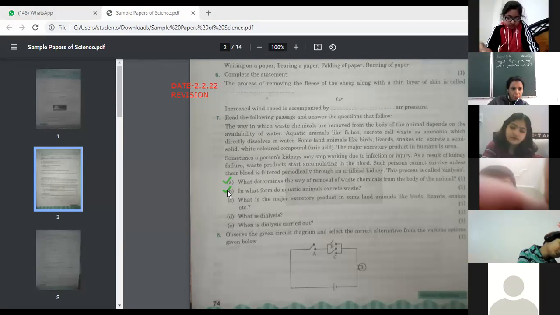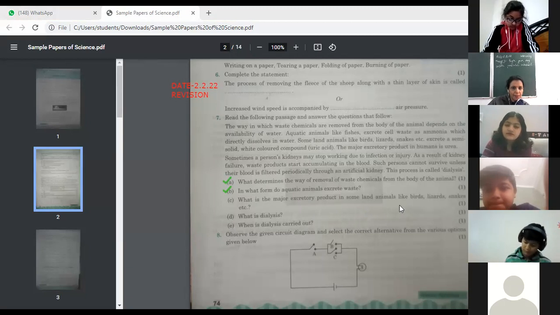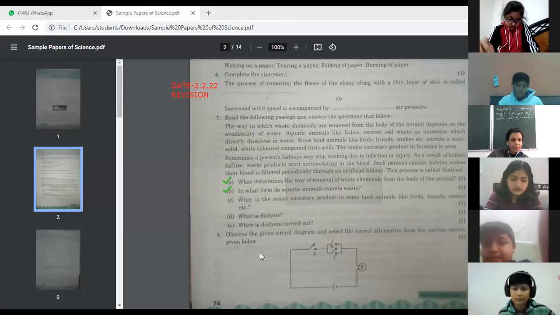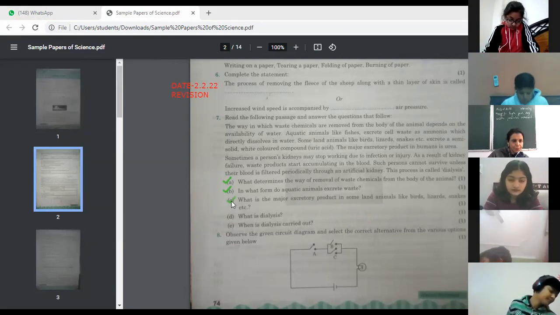Number 2, in what form do aquatic animals excrete? Tanvi? Yes, ma'am. Aquatic animals like fishes excrete cell waste as ammonia, which directly dissolves in water. Okay, they excrete as ammonia. Fine. Next is C part. What is the major excretory product in some land animals like birds, lizards, snakes, etc.? What is the excretory product? Vivansh Sharma. C part we are talking about. Ma'am, the excretory product in humans is urea.